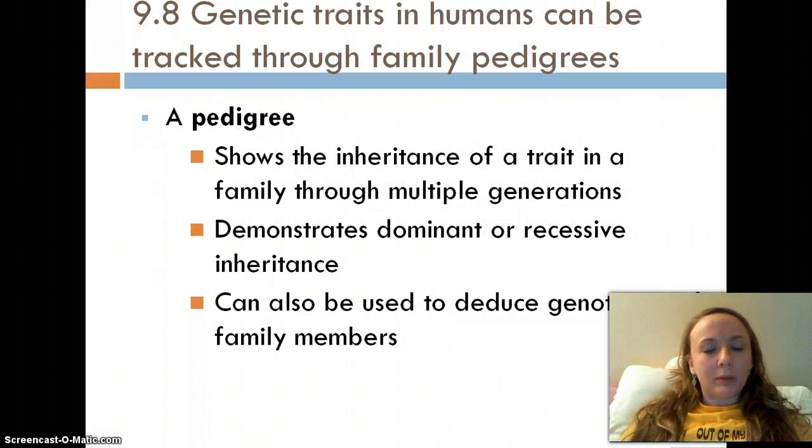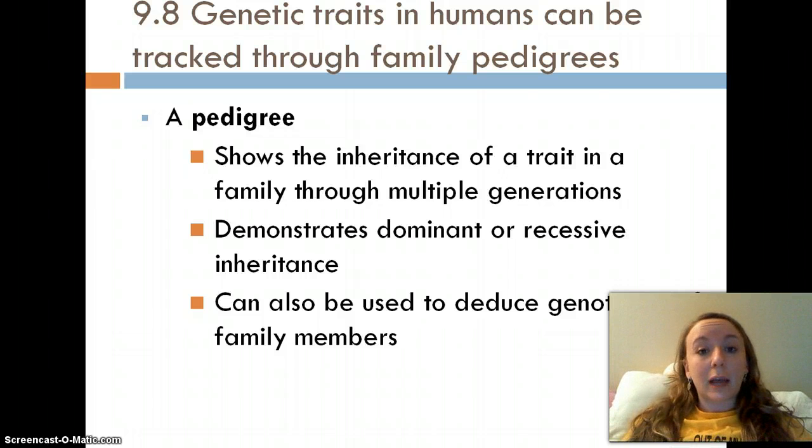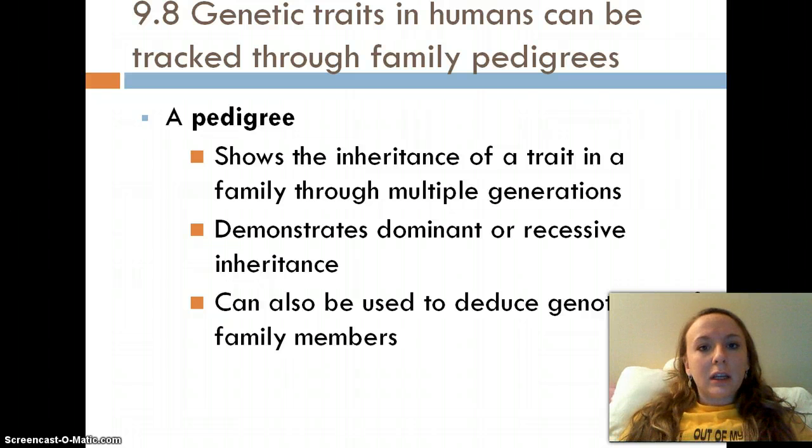So let's talk a little bit about genetic traits and human pedigrees. We already discussed this a little bit in class, taking a look at that pedigree to determine the phenotypes of the family members and the inheritance of the trait through the generations. Through looking at the inheritance and the phenotypes, we can deduce the genotype of the family members. And as we saw, we can't find that for every family member, but we can for most.